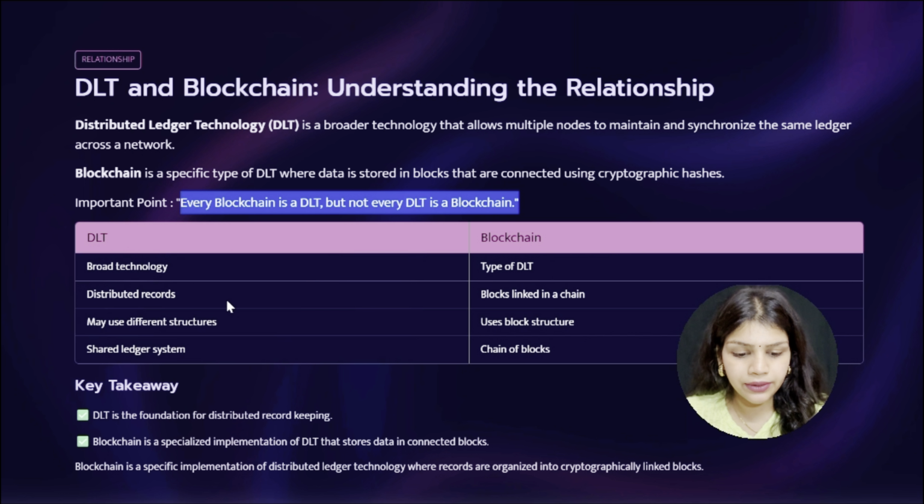So DLT differences: DLT is the broad technology, while blockchain is a type of DLT. This is distributed records, and this is block links. Okay. In DLT, chains may use different structures, but blockchain is only a block structure. So shared ledger, and chain of blocks. Okay. So DLT is the foundation of distributed record keeping, and blockchain is a specialized implementation of DLT.